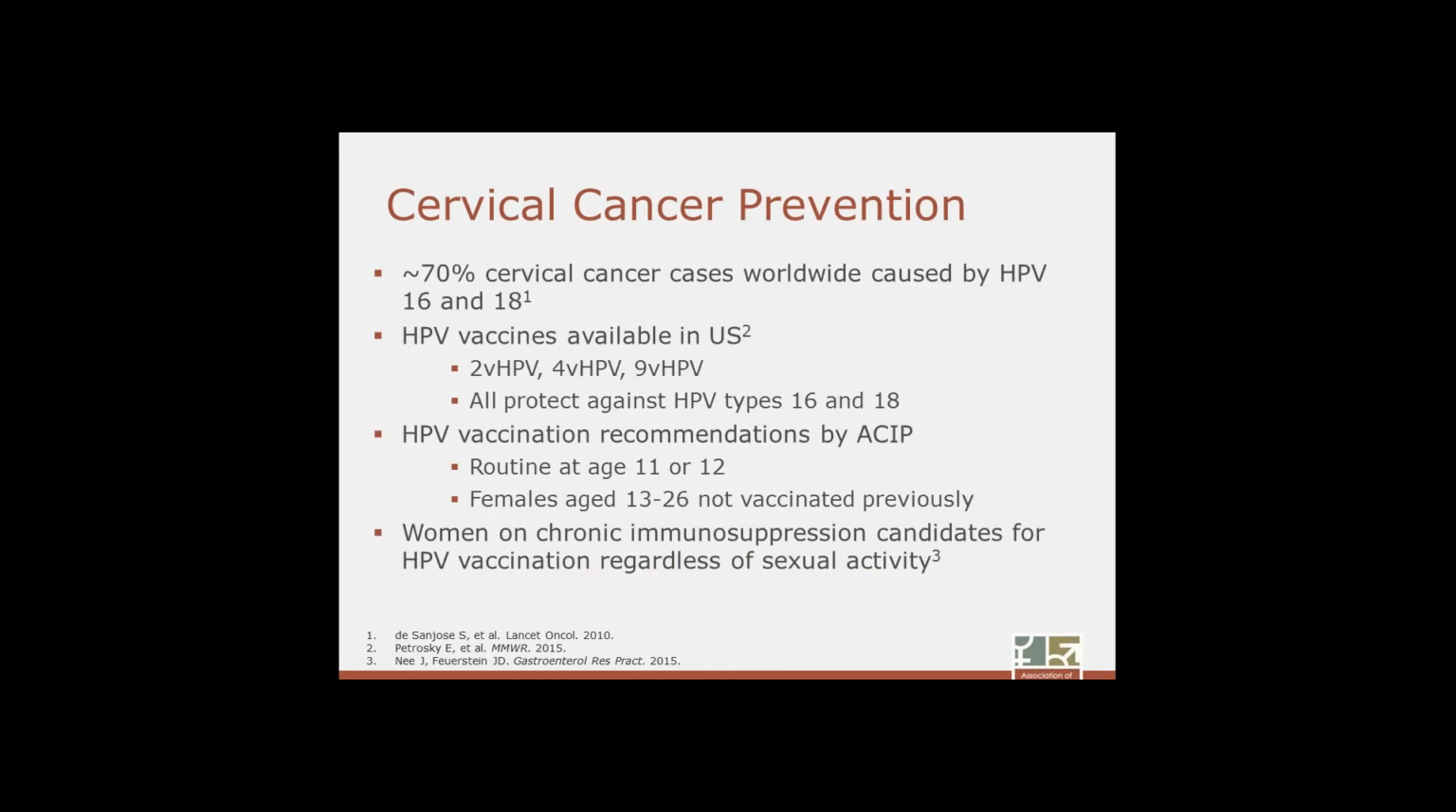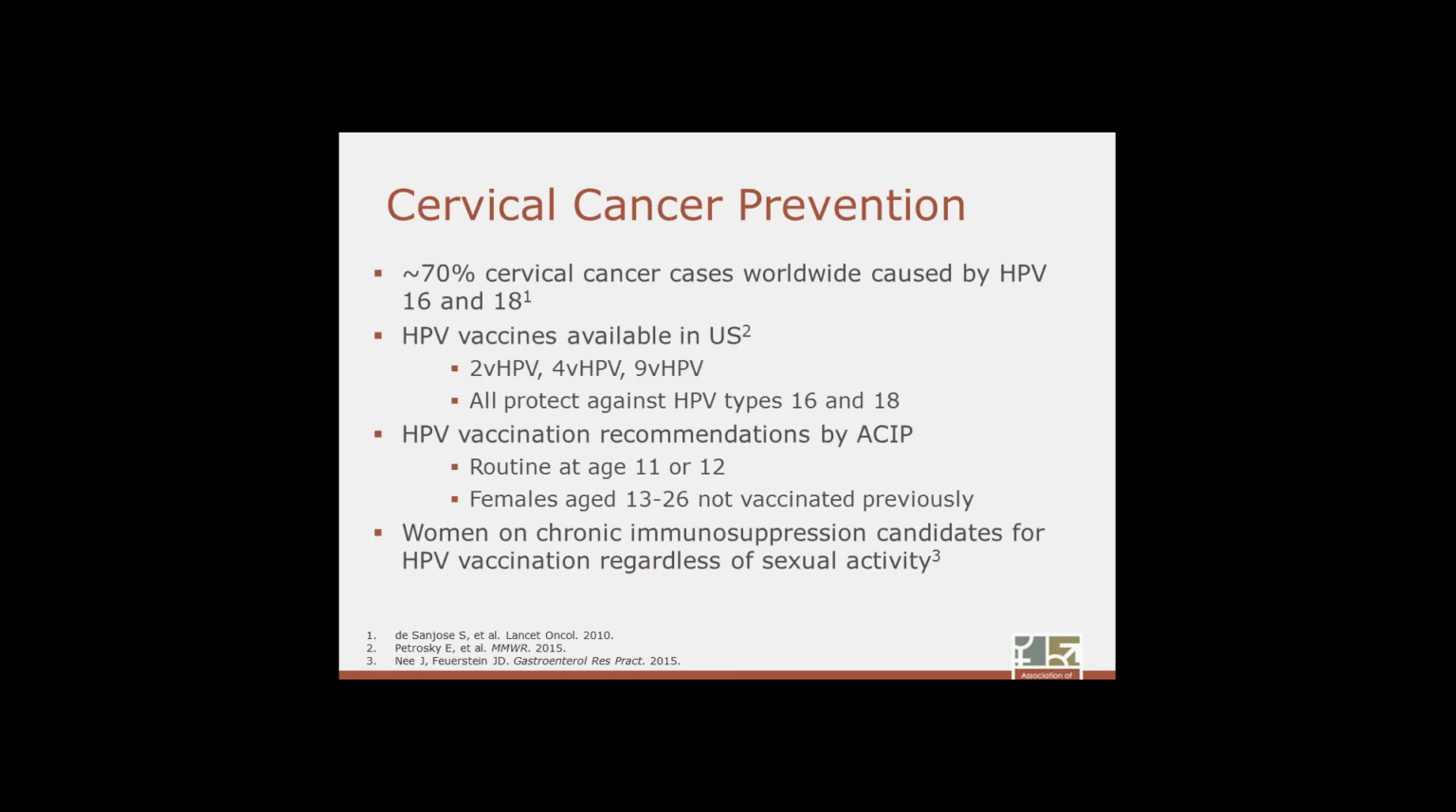Approximately 70% of cervical cancer cases worldwide are caused by HPV types 16 and 18. There are currently 3 vaccines available in the U.S. that protect against HPV 16 and 18. In 2015, the Advisory Committee on Immunization Practices specified routine HPV vaccination at age 11 or 12 and HPV vaccination for females aged 13 to 26 who are not vaccinated for HPV previously.